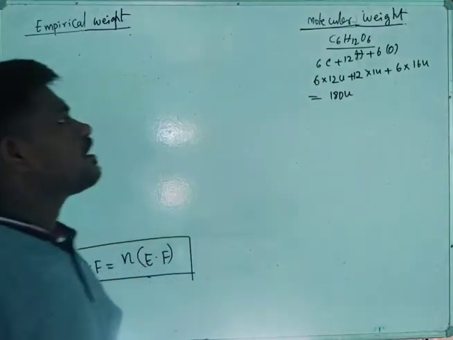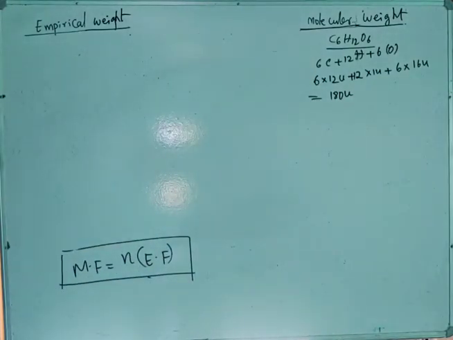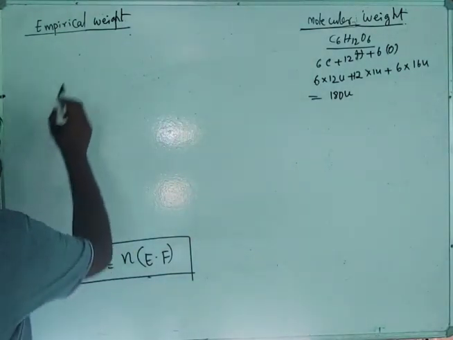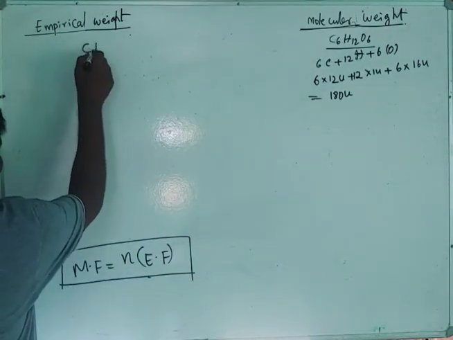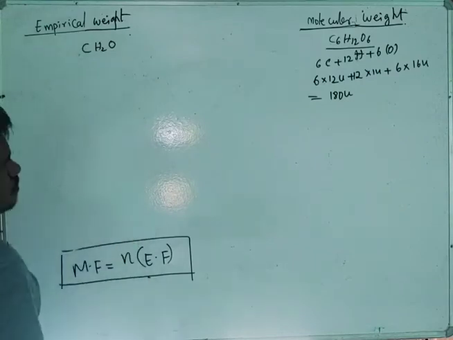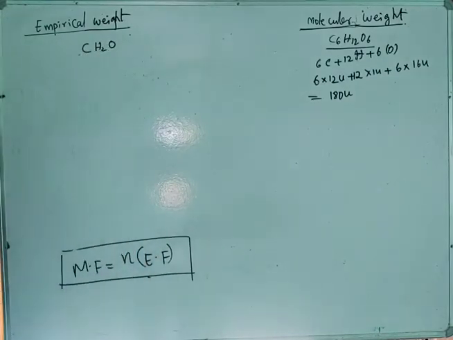This is the molecular weight of the glucose molecule. And the next one, what is the empirical weight? So already we know what is an empirical formula. So now glucose empirical formula is CH2O. So by adding all the atomic weights in this formula, you can get the empirical weight.